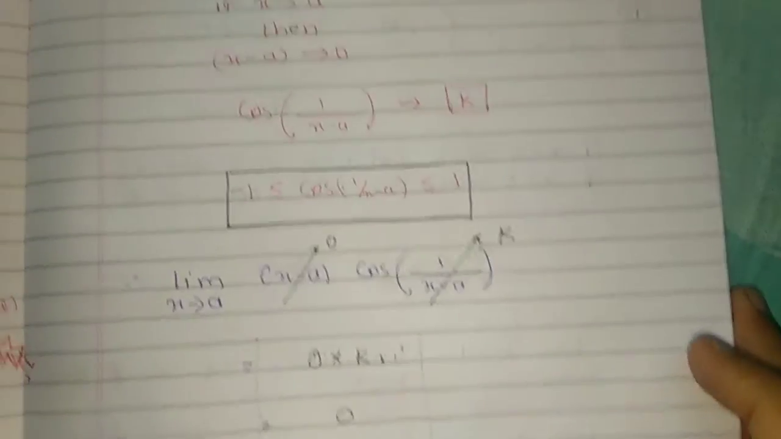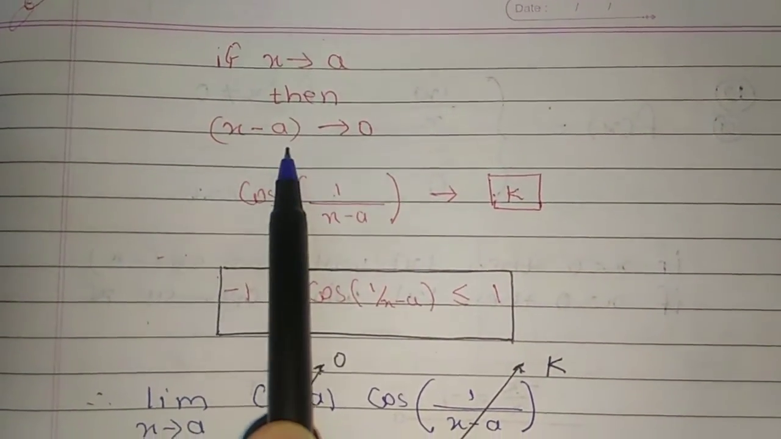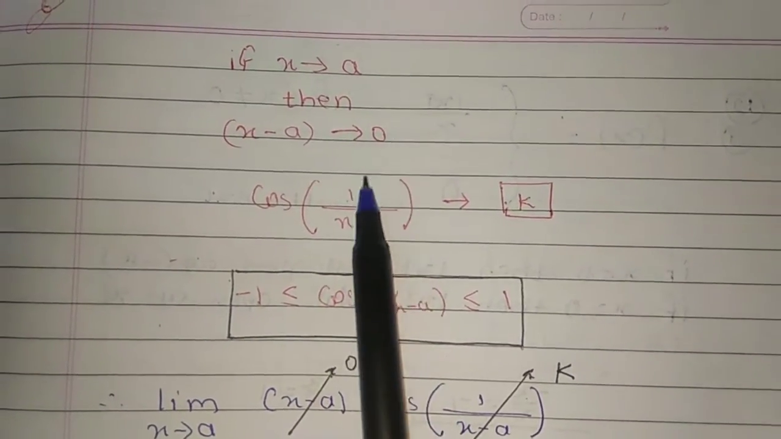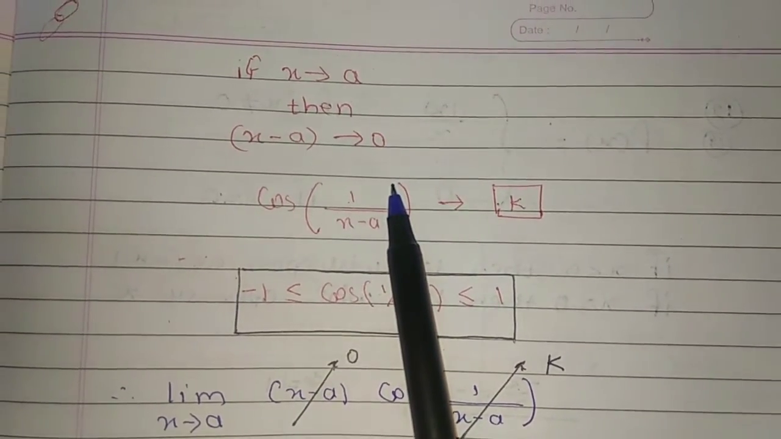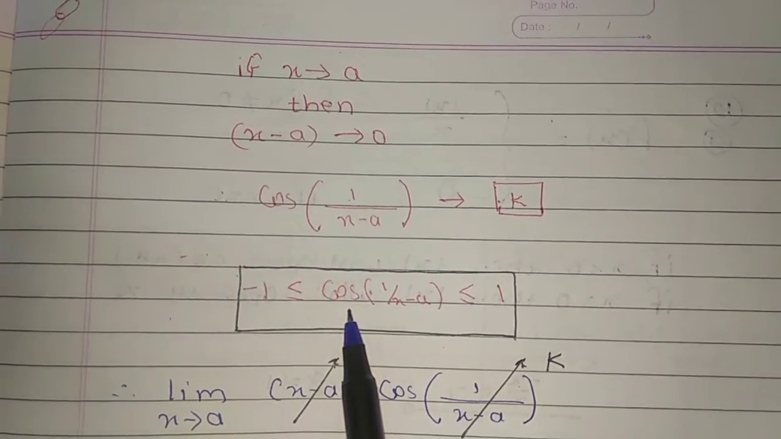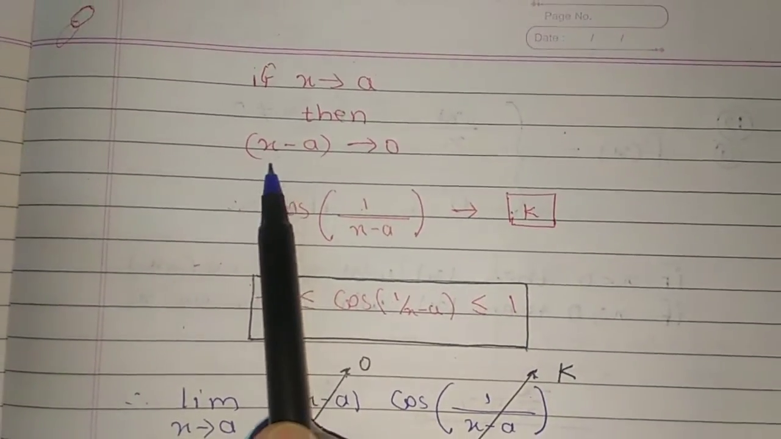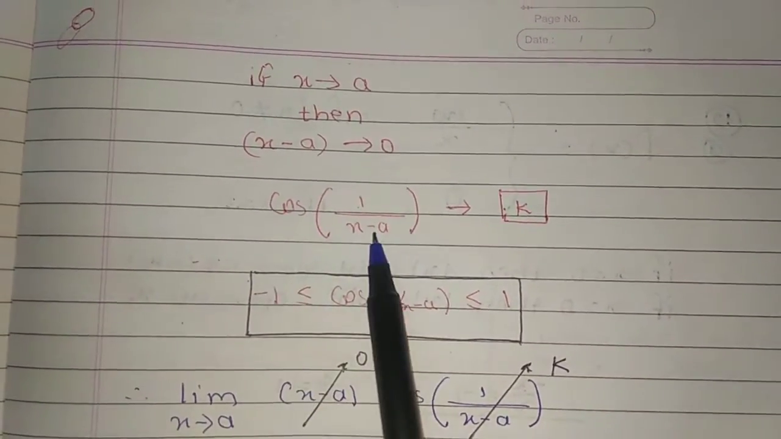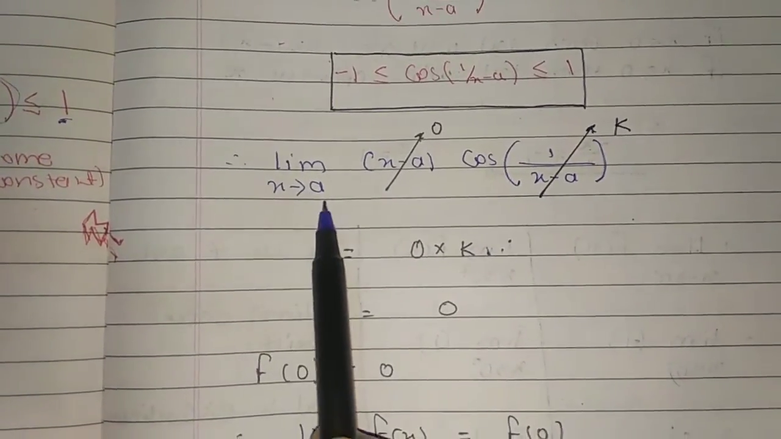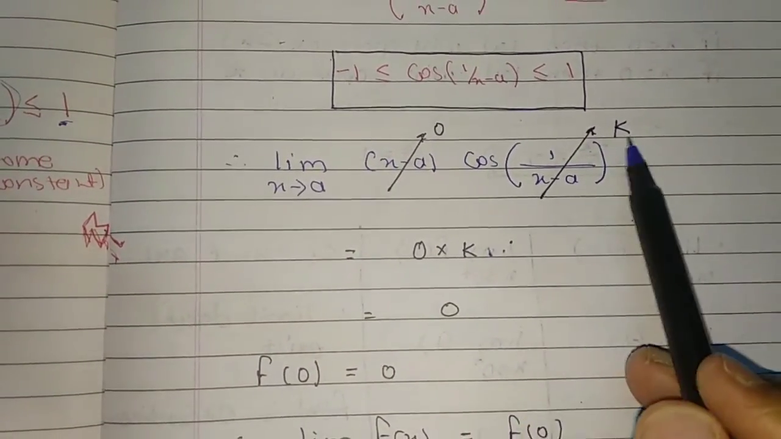So in this case also, if x tends to a, then x minus a tends to 0, and 1 upon x minus a tends to infinity, and we know that cos is a function whose range is between -1 and 1. So that means if x minus a tends to 0, then this whole value is going to give us some constant term. Hence, when x tends to a, this expression will give me 0, and this whole expression is going to give us k.